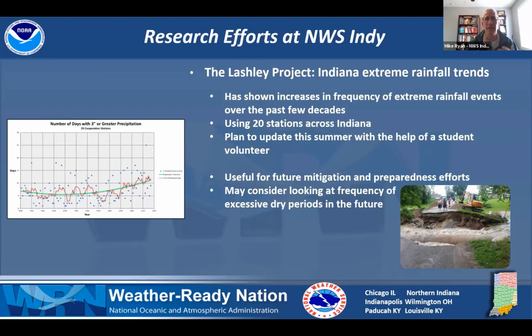Unfortunately, the pandemic and some of the different impacts with that have curtailed some of the forward progress on this project. But the hope is to have it useful for future mitigation and preparedness efforts, at least on the water side of the house. But we've talked about looking at the frequency of excessive dry periods in the future as well, and that's well down the road. But could we apply this methodology in a way that would allow us to look at some future mitigation from the drought side of the house and preparedness ideas? That's something that we've discussed, and that has been mentioned not only with the folks at IDHS, but with Beth and her team up at Purdue.